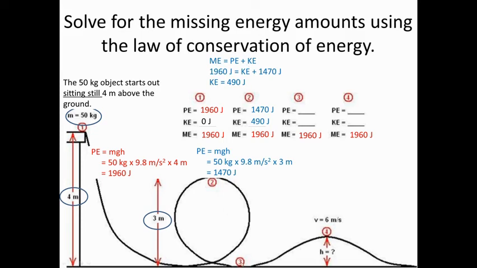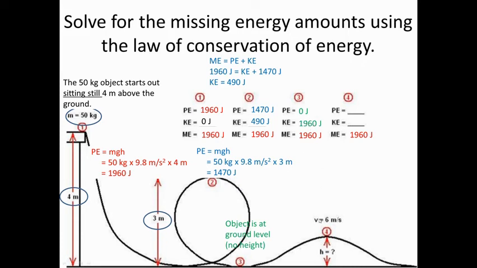In this example down here, the object's against the ground, so it's got no height, so that means it's got 0 gravitational potential energy. So all the energy has to be kinetic. So all the energy that's left has to be in the form of kinetic energy. So logically, we can just figure that one out.